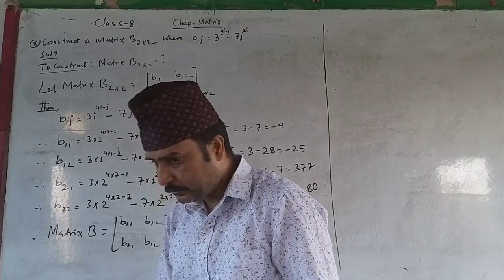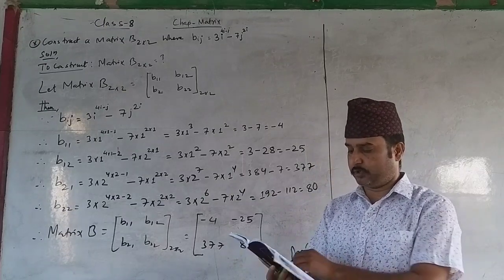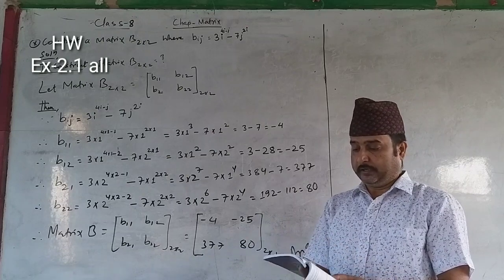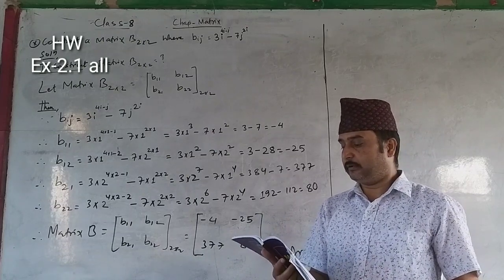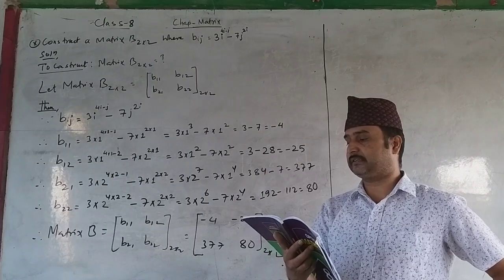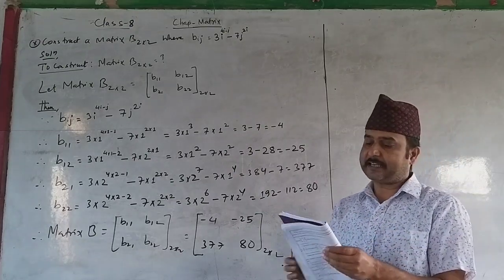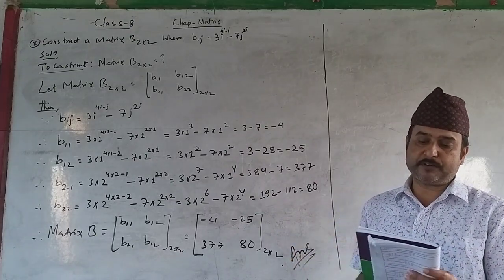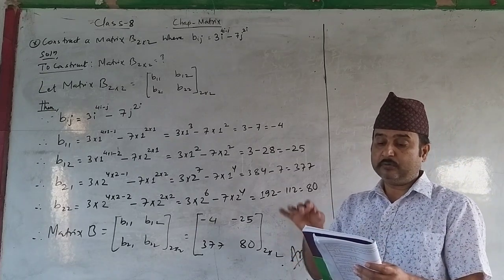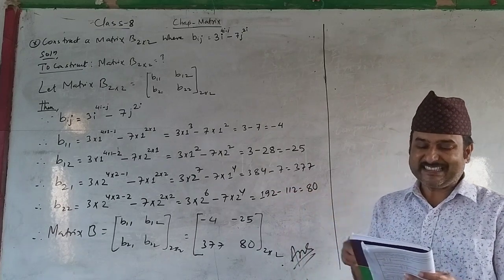Now see the questions of your book, whatever questions are there in our book. See exercise 2.1. The marks obtained by 3 students of class 8 in the examination of full marks 100 in maths, English and science are given in a table. Name of the students is given and marks in maths, science and English are given there. Now you need to arrange those marks in matrix form.